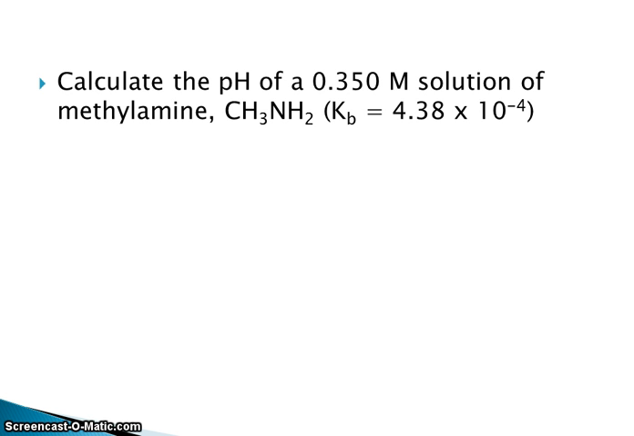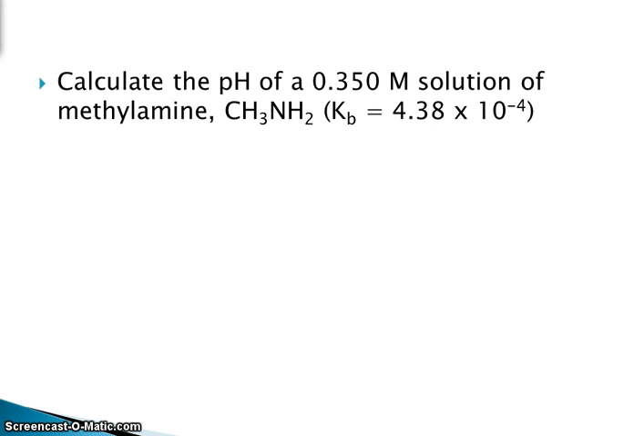So we're going to look at an example of a weak base solution and calculate the pH. The steps are going to be basically the same as the steps we did for weak acids, except this time when we go through our steps, we're going to be looking at the hydroxide ion concentration instead of the hydrogen ion concentration. So our problem says calculate the pH of a 0.35 molar solution of methylamine, and it gives us the Kb value.